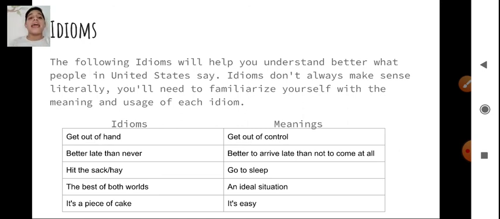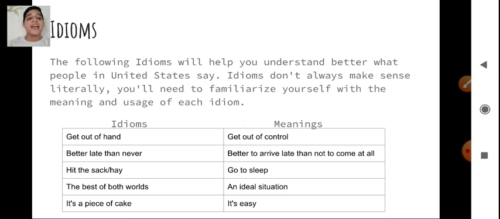Okay, and finally we have a piece of cake. Hey, that's a piece of cake. That's a piece of cake for me. It means that that thing is as easy as eating a piece of cake. Okay, so a piece of cake means that that thing is extremely easy for you.